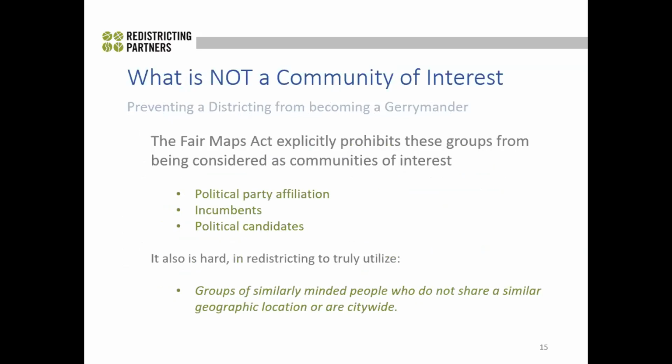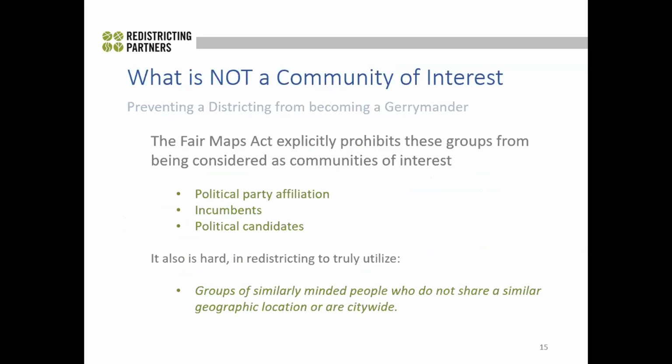What is not a community of interest? There are 3 things that the Fair Map Act explicitly prohibits, and those are communities of interest based on political party affiliation, incumbents, or political candidates.